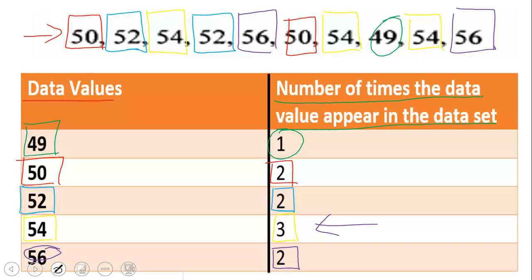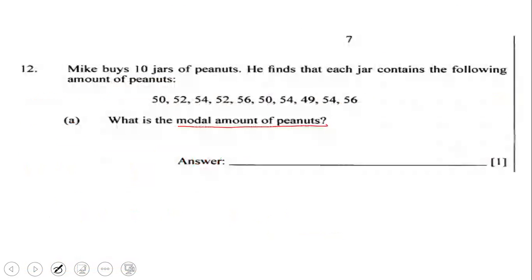There is no other number in the data set that appears more than 3 times. In fact, there's not even another number in the data set that appears 3 times. The only one that appears 3 times is 54, and 54 appears the most frequently. So indeed 54 is the mode. Thus the modal amount of peanuts is indeed 54. And that's the answer.